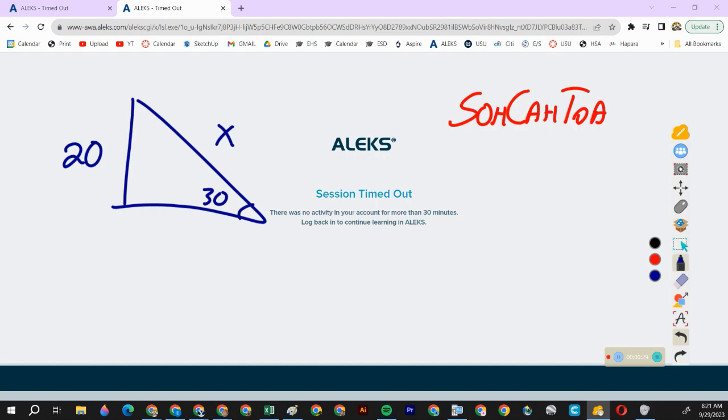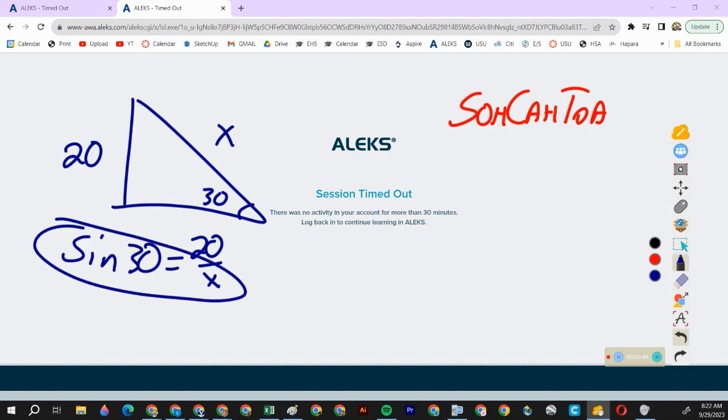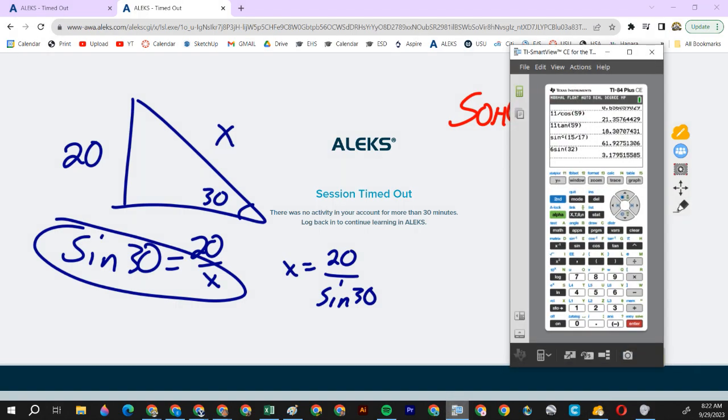Hey, you guys get this. So which one uses O and H? Sine. Sine of 30 is 20 over x. Is this a multiply or a switch problem? So we switch places with those, and we get x equals 20 over the sine of 30. So we plug that into our calculator. 20 divided by the sine of 30 is going to be 40.